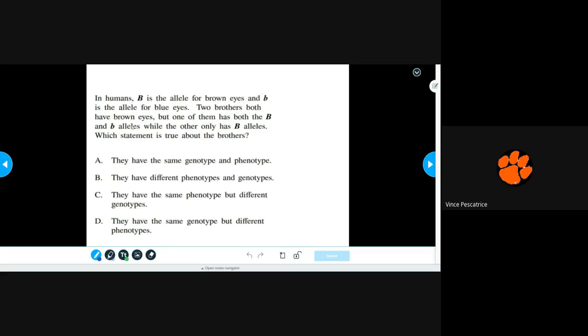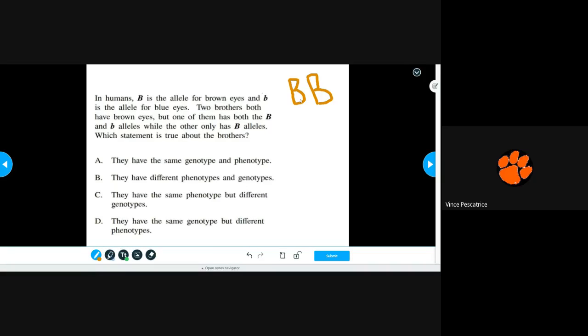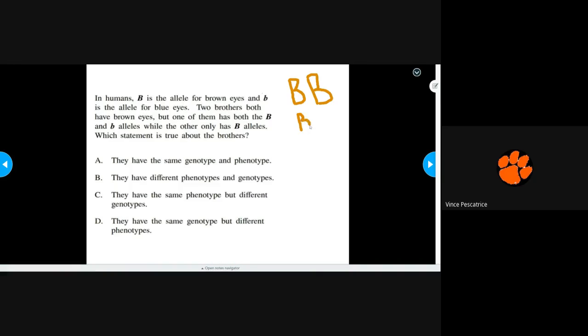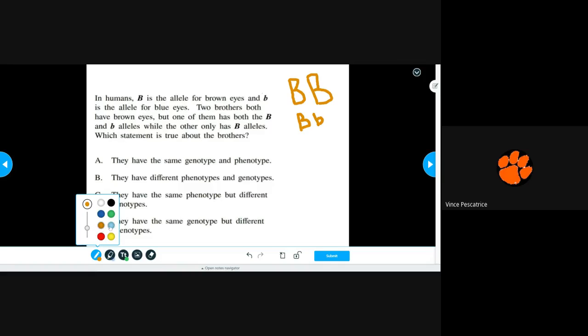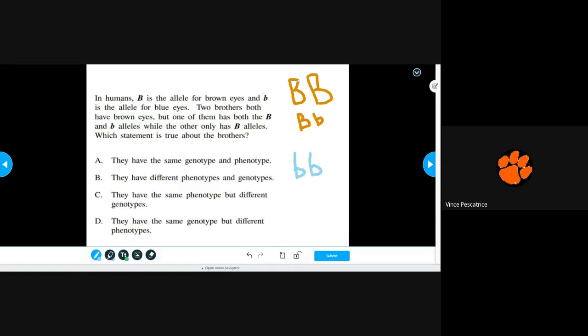Okay, so it says two of the brothers have brown eyes. If it's brown eyes, it'll either be homozygous dominant. Homo means the same, so these two are the same capital. Or it can be heterozygous, which is the uppercase B and a lowercase b, and that will give you brown eyes. Now, the only way blue eyes show up is if you have two lowercase b's, so you have a homozygous recessive. So these two code for brown eyes. This is the only thing that will show up for blue eyes.